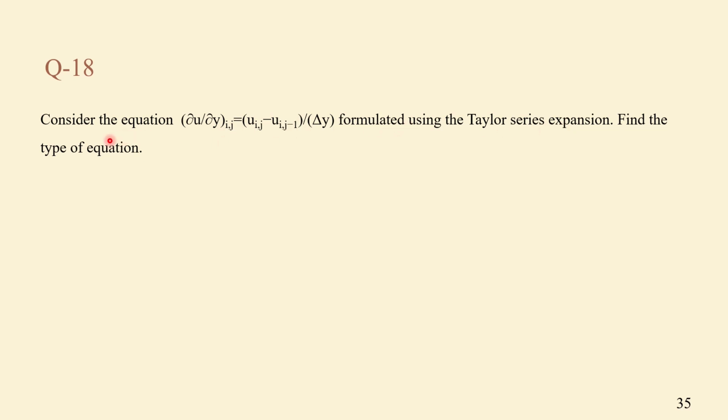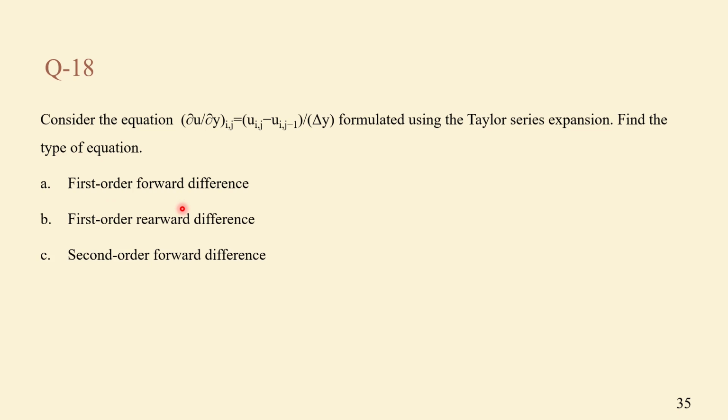Find the type of equation. Option A: first order forward difference, option B: first order rearward difference, option C: second order forward difference, option D: second order rearward difference. Rearward difference is nothing but backward difference. Initially we identify the system as backward difference because it is using the i comma j point and the i comma j minus 1 point. So it is using the concerned point and one point behind it. So it is a backward difference formula. Now we need to identify whether it is first order or second order.